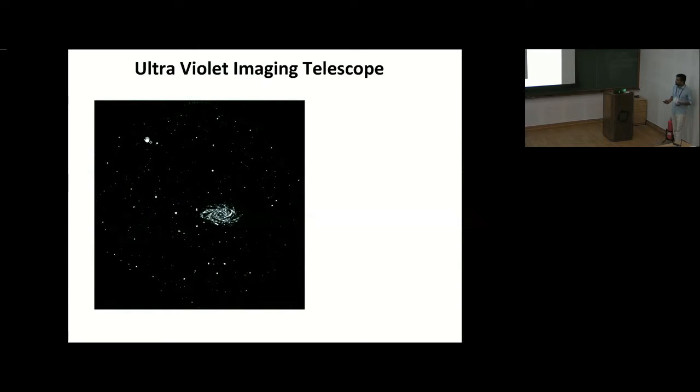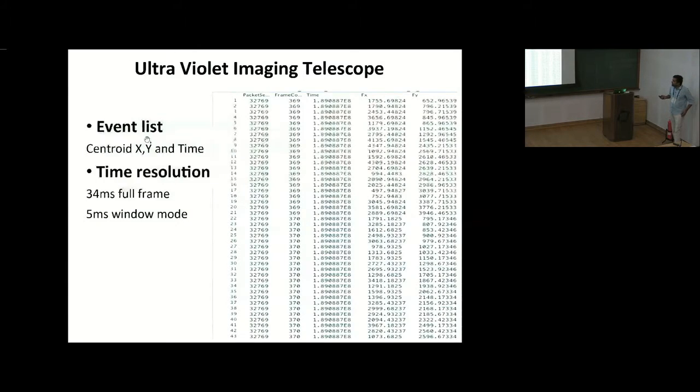So this is a galaxy image. What we record in the detector is the event list: the centroid X and Y versus time. What you see here is the time in one column and the X and Y positions in the other columns. We can go to a time resolution of something like 34 milliseconds in full frame mode. And if you put a small window on the source, then you can read very fast, like 200 frames per second, which corresponds to 5 millisecond resolution.